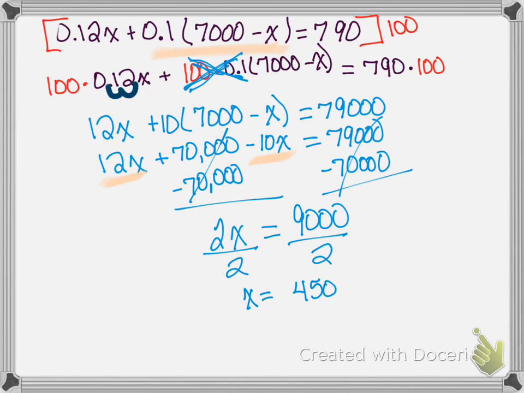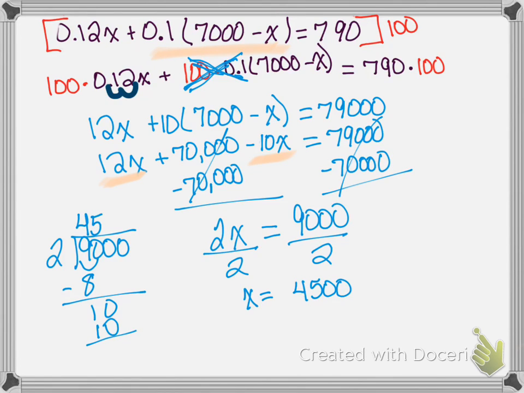Now, just as a review, in case we've forgotten how to divide, the 9,000 goes in the box. The 2 goes on the outside. 2 goes into 9 4 times. 4 times 2 is 8. Then I bring down the 1. I bring down the 0. 2 goes into 10 5 times. 5 times 2 is 10. Okay? And I'm left with 4,500. Okay? So my final answer here is x equals 4,500.